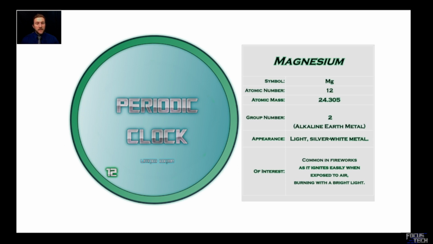Number 12, magnesium. So magnesium is quite interesting as well. It's part of the alkaline earth metal group, or group number 2. It naturally occurs with a light silver-white metallic appearance. And of particular interest, they use this one in fireworks. So those little bright sparkles that you see in fireworks tend to be magnesium.